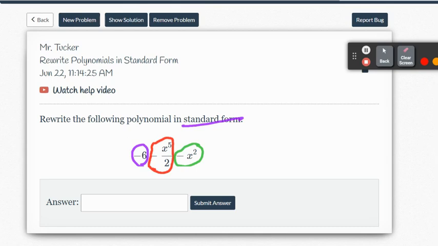Our job to put this in standard form is just to put them in descending order of powers. So the first one is the negative x to the 5th over 2 term. And the second one is negative x squared would be that second term. And then finally, minus 6. This is how this polynomial looks in standard form. Just ordering the powers from greatest to least in descending order.